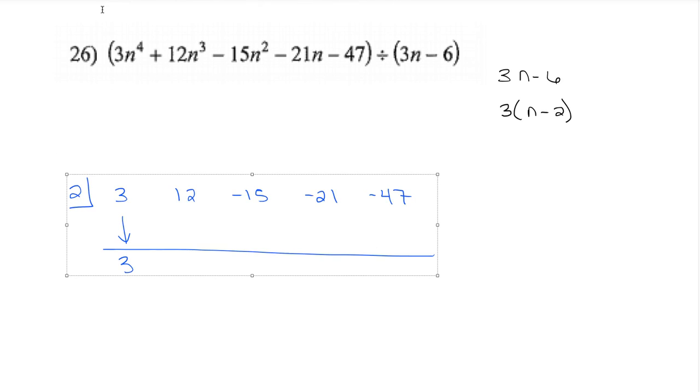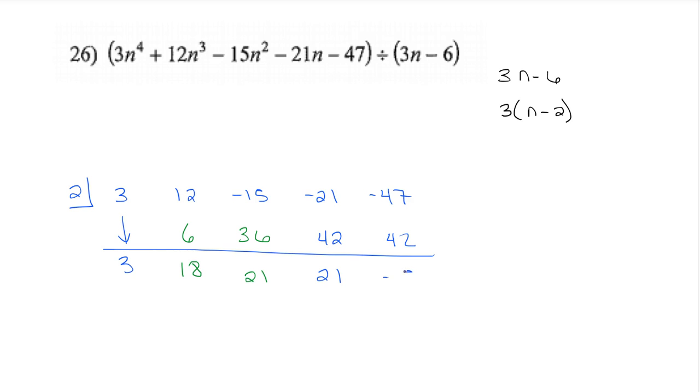Okay, so if I start this, I get 2 times 3, 6, 12 and 6, 18, 2 times 18, 36, negative 15 and 36, positive 21, 2 times 20, oops, excuse me, 2 times 21, 42, and I get positive 21, 2 times 21, 42 again, and I get negative 5.